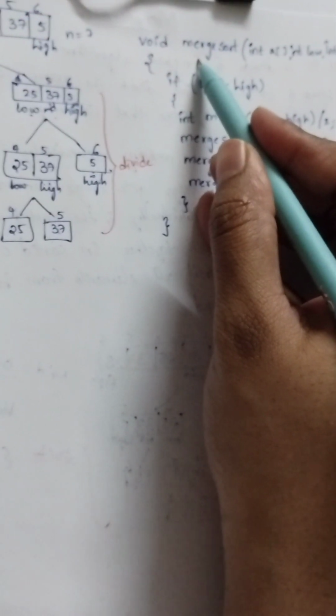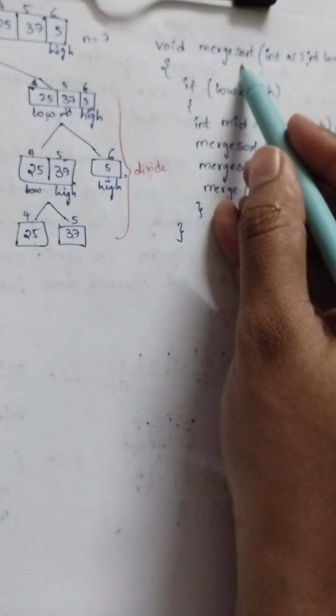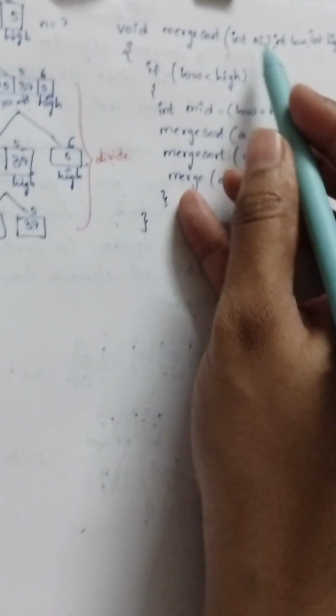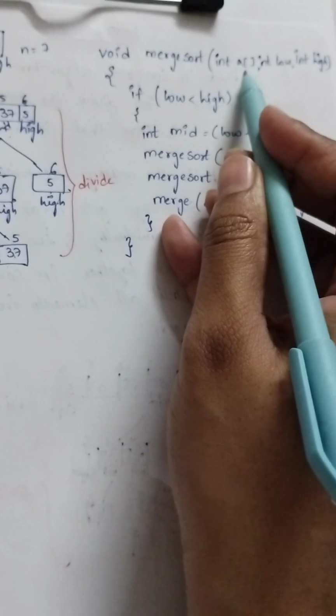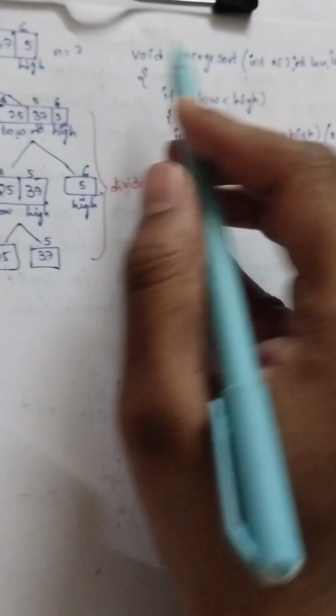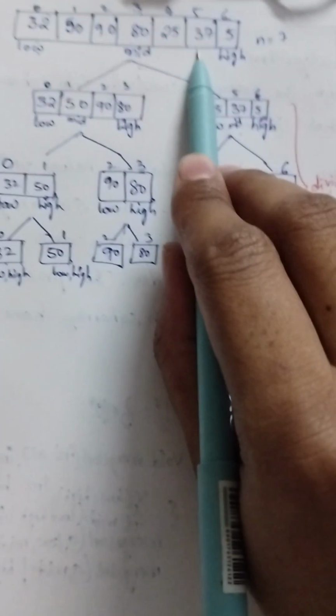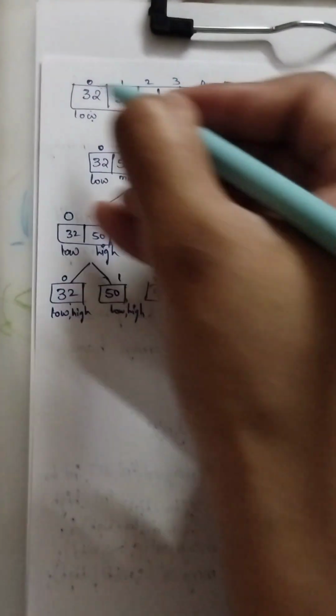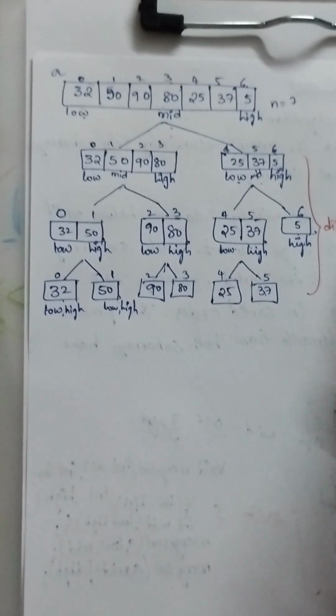So what is the logic we are writing for this division here? I am using the function name as merge sort. And how many arguments do we want here? 3 arguments we want. The first argument is what? Array A, like on which array we are performing it. This is array A, right?